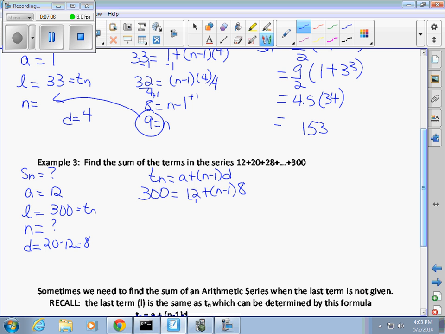If I take 12 away, I have 288 is equal to n minus 1 times 8. Divide by 8. 36 is equal to n minus 1. Add 1. 37 is equal to n. So I have 37 terms.